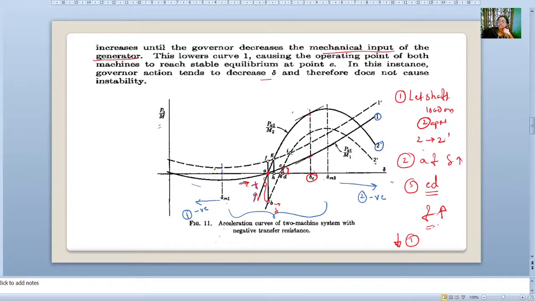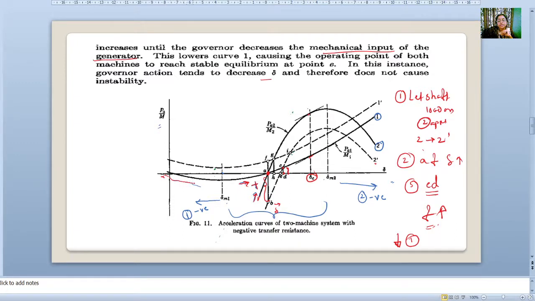Because of this acceleration, frequency is increasing now. So how to decrease this? The governor of the first machine should act such that it decreases the frequency. So it should decrease the mechanical input of machine 1. So this is not given in the book.